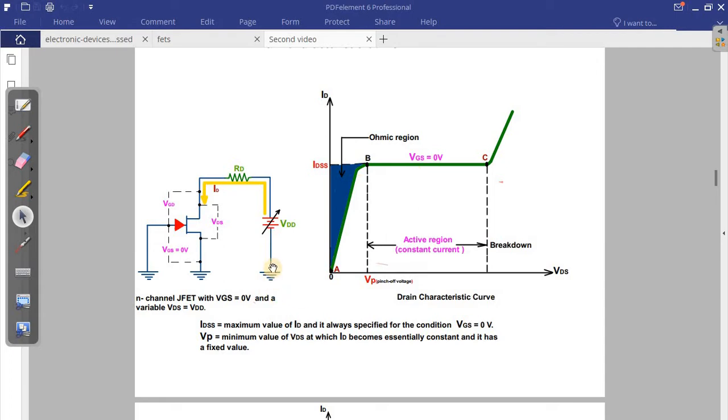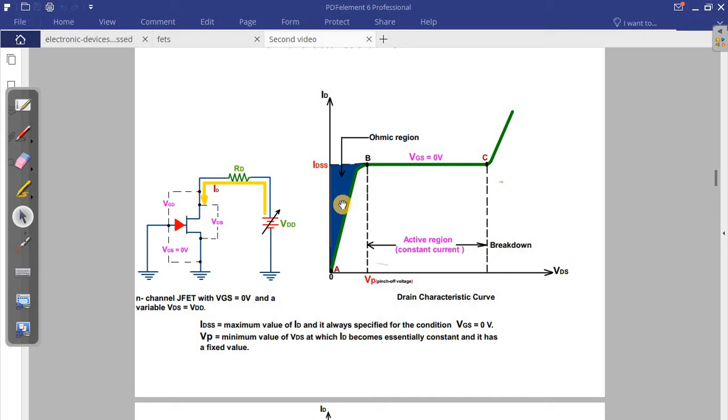Now any increase in VDD is no longer going to affect the drain current, because the drain current has reached the maximum value, which is IDSS. So by continuing to increase VDD, nothing will happen to the drain current. The drain current will stay constant, no change. Keep increasing VDD, which is VDS also, and ID will no longer change. The drain current will stay constant until we reach point C.